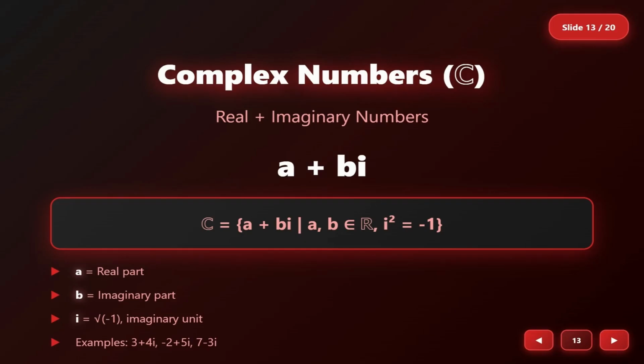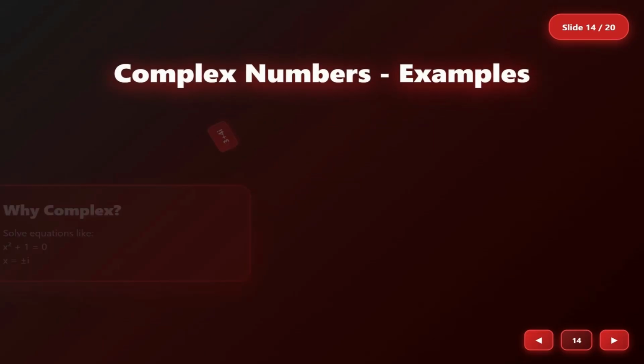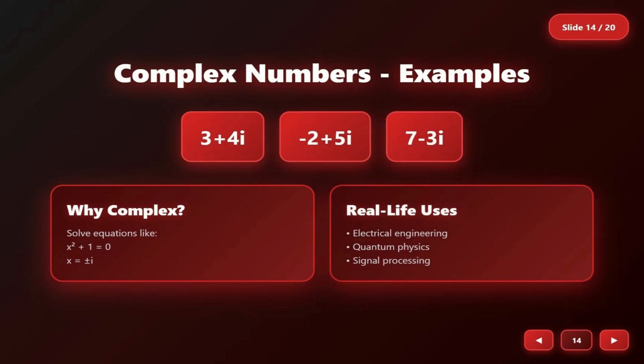Wait, what? The square root of -1? In regular math, you can't take the square root of a negative number. But mathematicians said, you know what? Let's imagine we can. And boom, imaginary numbers were born. Examples: 3 plus 4i, -2 plus 5i, 7 minus 3i. These might seem weird, but they are crucial in engineering, physics, and quantum mechanics.